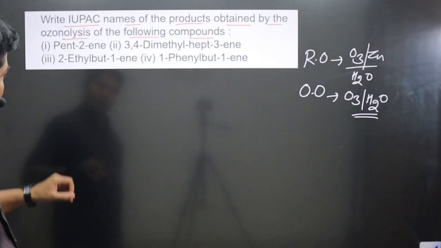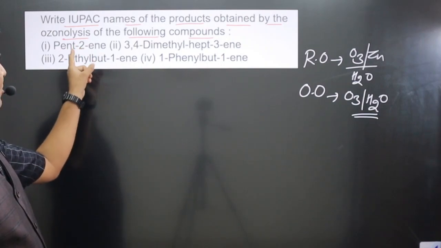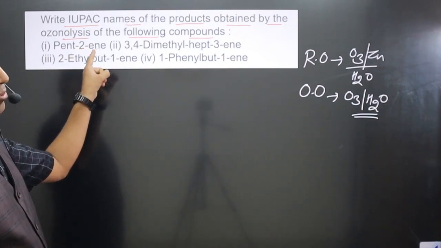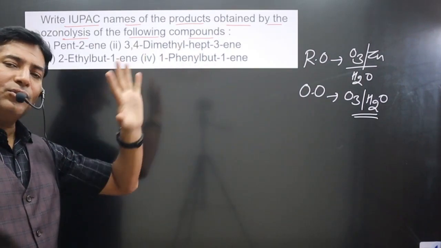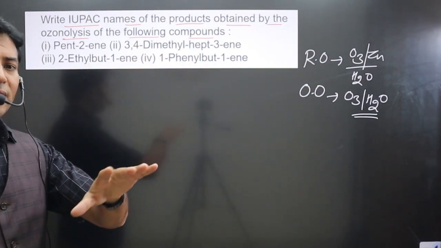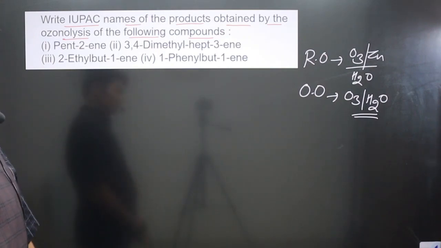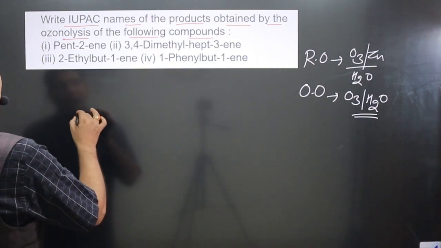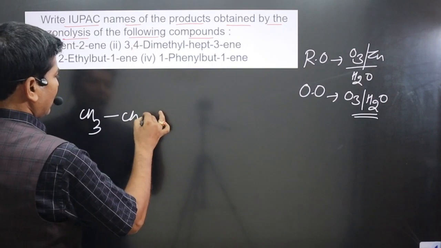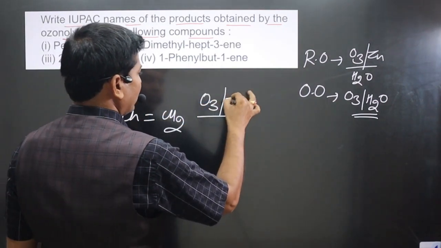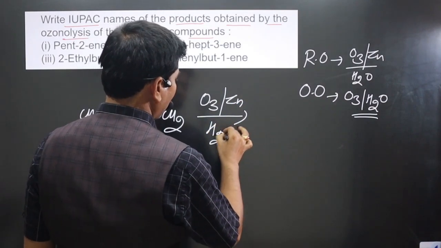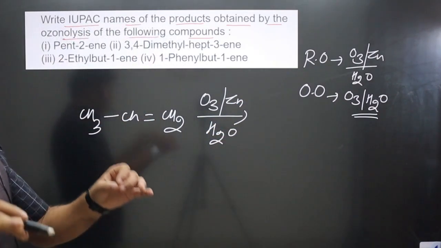Keep in mind, if you look at the compounds, there is a double bond in each: 2-ene, 3-ene, 1-ene, and one more here also has a double bond. These all compounds are alkenes, which have a double bond. Let's say I take the compound CH3, CH double bond CH2. We have to carry out ozonolysis, O3, Zn, H2O. So how do we complete the chemical reaction?